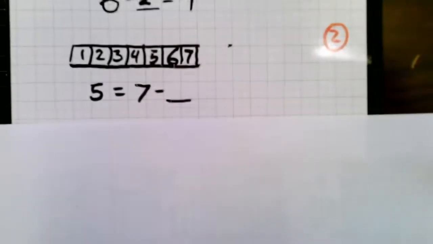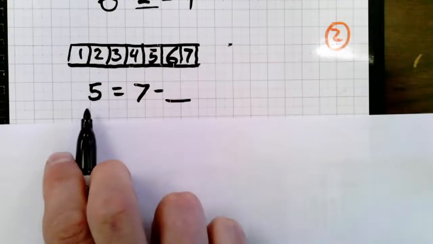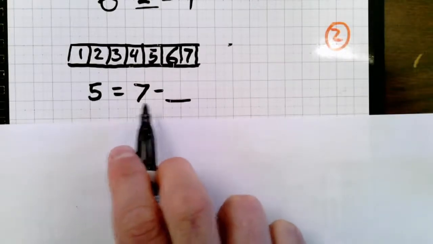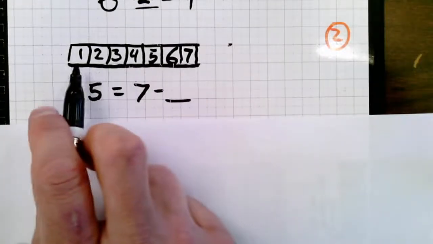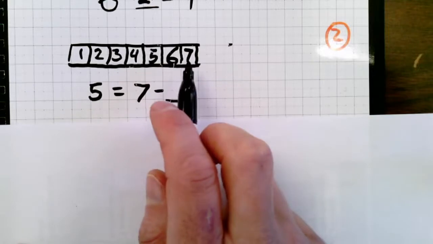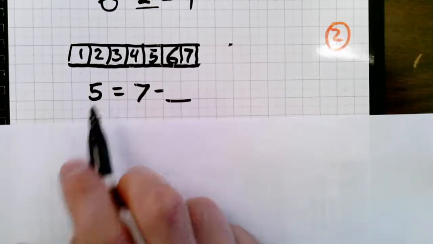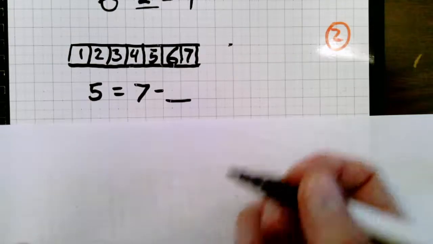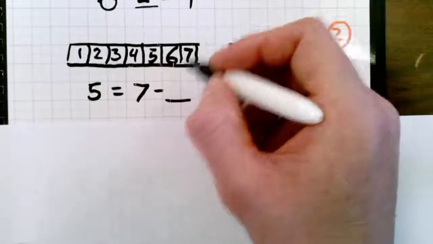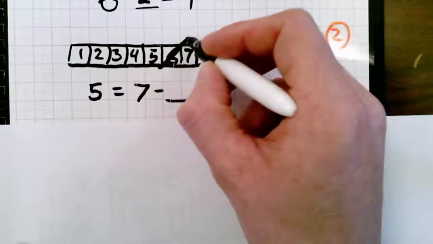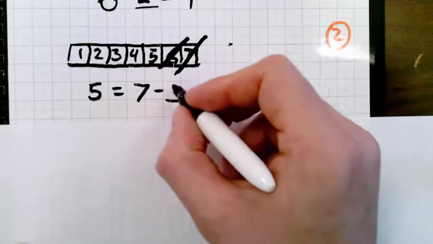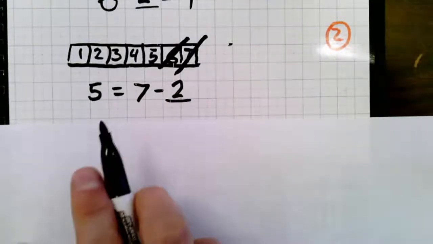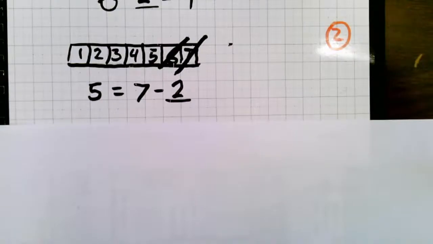Let's look at another one. This one says 5 equals 7 minus something. Well, in our picture we have 7, and we want to cross them off so that we have 5 left. Do you know how many we're going to have to cross off? Let's see, I could start at the 7 and go backwards. I could start at the 5 and go up. I think I'll do that. So 5, and then I crossed off 2. This is a picture of 5 equals 7 minus 2.